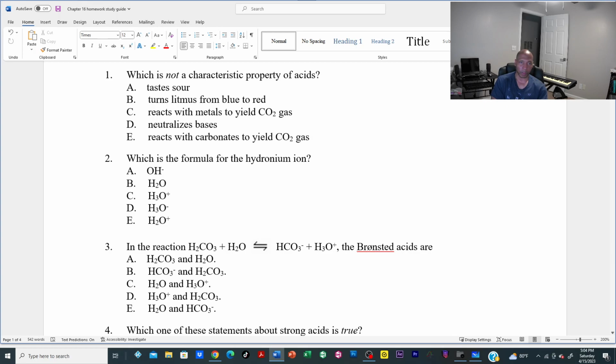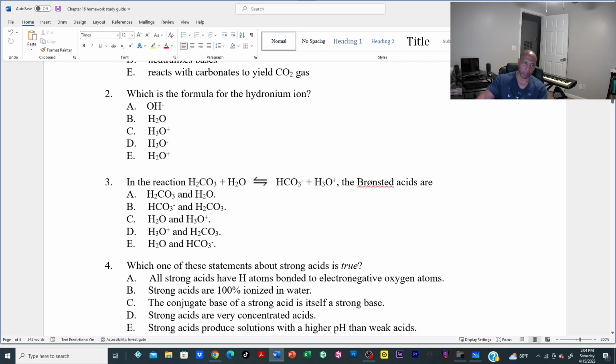Number two, which is the formula for the hydronium ion? And of course, the hydronium ion is H3O plus. Now remember, we use that interchangeably with protons. So of course, if you have a proton in water, you're going to form a hydronium cation, right? So when we're talking about the pH of aqueous solutions, the P, of course, is the negative log of anything. So the negative log of H plus concentration is the pH, or the negative log of the hydronium ion concentration, because we use those two interchangeably.